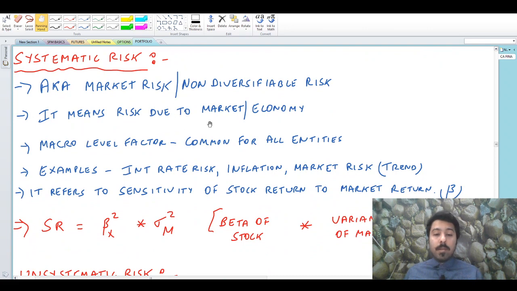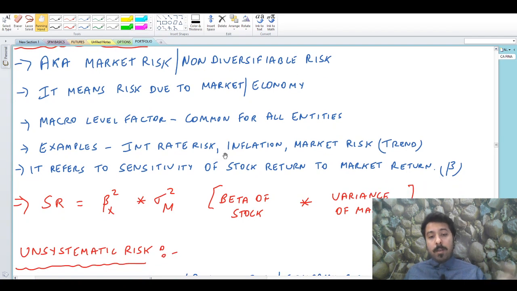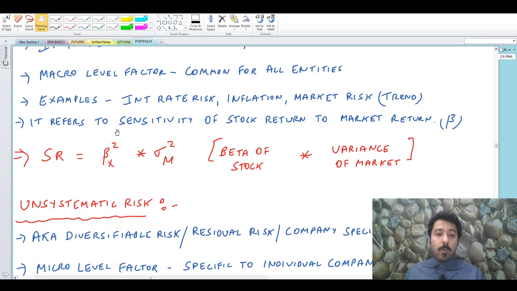It means risk due to the market or economy. It is a macro level factor common for all entities, like it affects all the entities in the industry, right? For example, interest rate risk. If interest rate changes in the market, that affects every single company. That is not specific to one company. Reliance, TCS, everyone will suffer if interest rates increase, right?